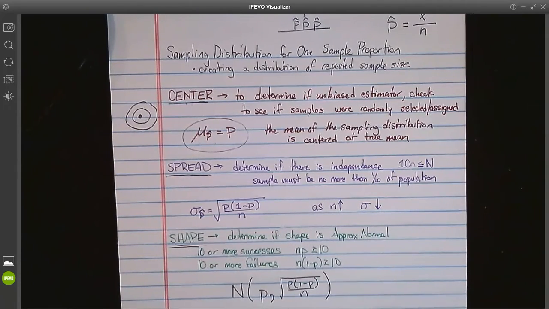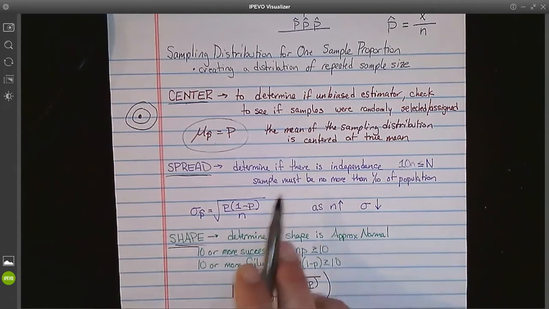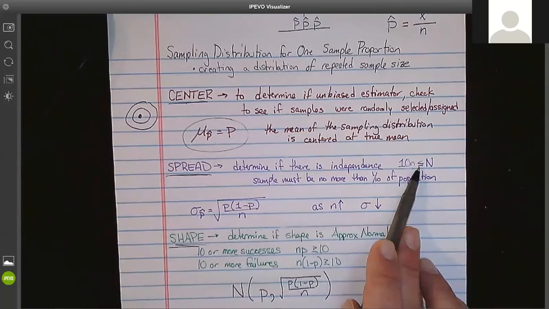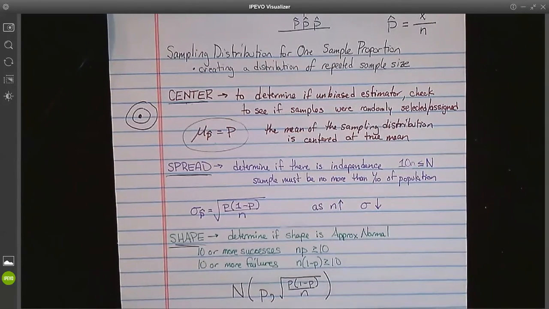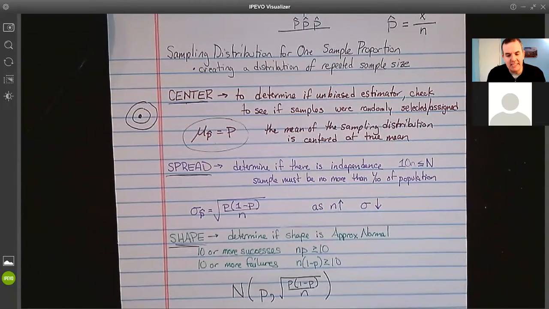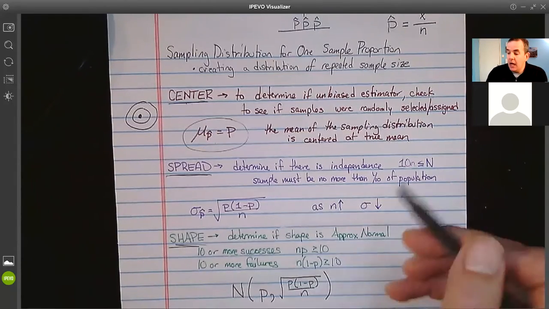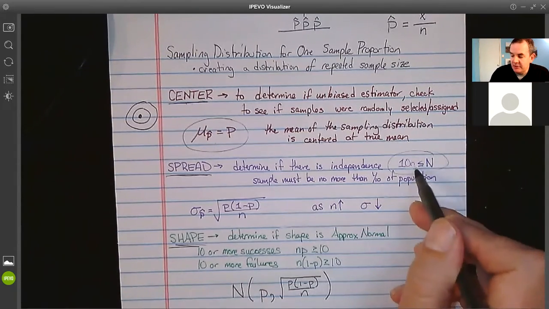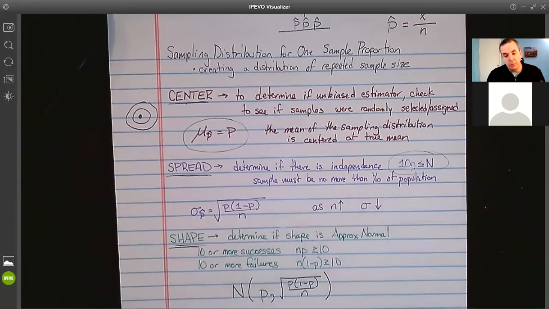What I told you was I wanted you to use this idea of something called a 10N check. What I mean by 10N check is this. I want you to look at the sample size, little n. I want you to multiply it by 10. I want you to compare it to what the population is in a problem. And we need to make sure we don't exceed that threshold. We don't go above that 10N.